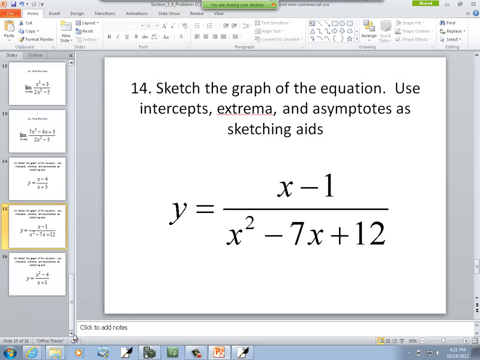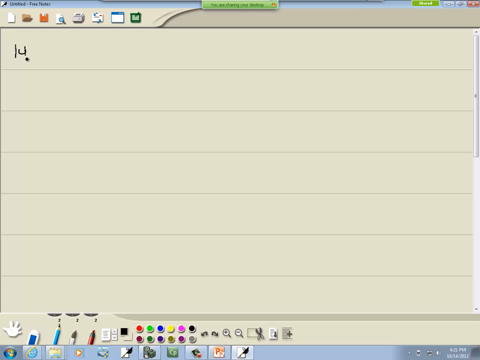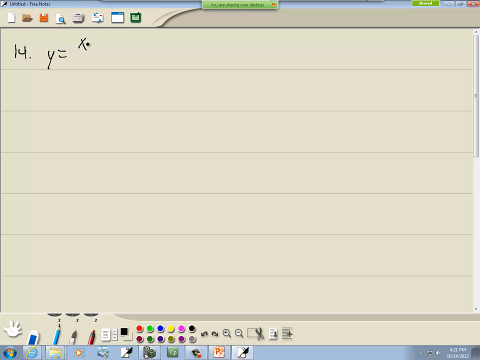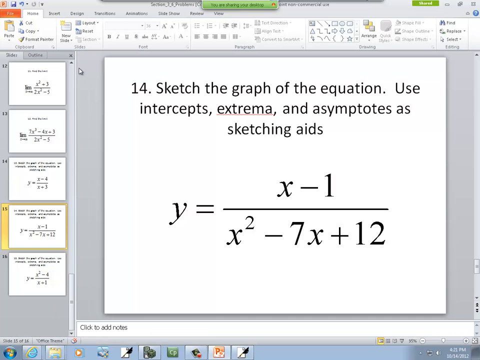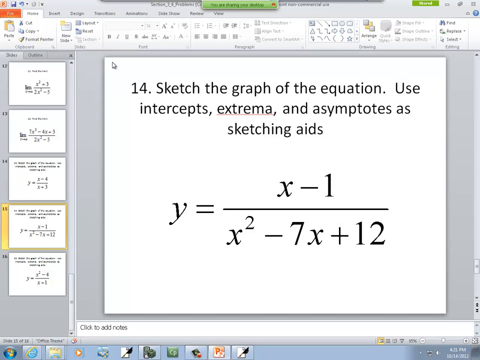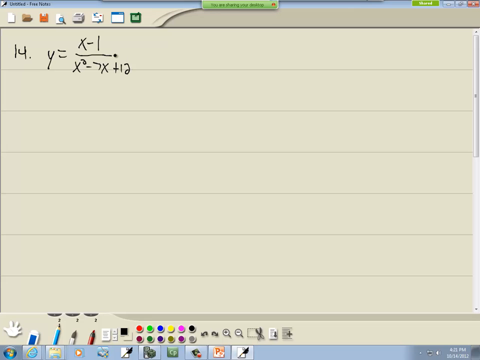Let's look at this one. Number 14. Okay, so we got y equals (x minus 1) over (x squared minus 7x plus 12). Same instructions. So let's first find our x-intercept.